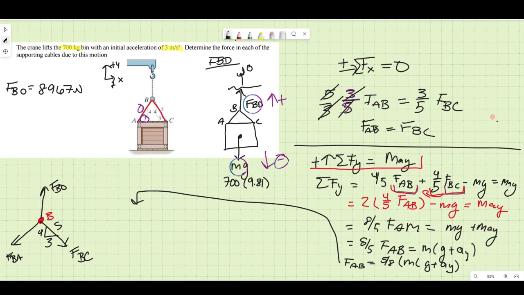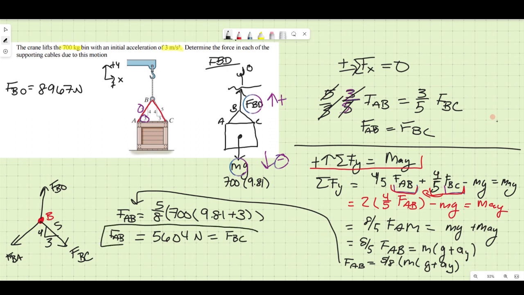Now we can plug and solve. We know what mass is, we know the acceleration of gravity, and we know the acceleration of the problem. So force AB will be equal to 5/8 times mass, which is 700 kilograms, times 9.81 plus 3. If you plug all of that into a calculator, you'll end up with 5604 newtons as force AB. We also previously stated that force AB equals force BC, so force BC is the same, and this is our final answer.